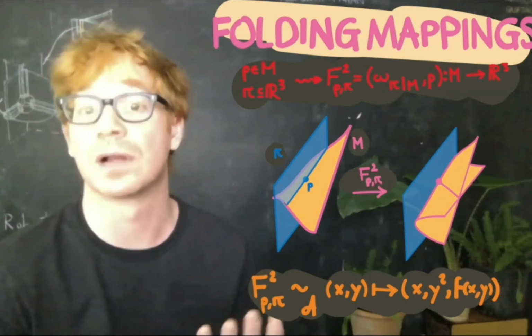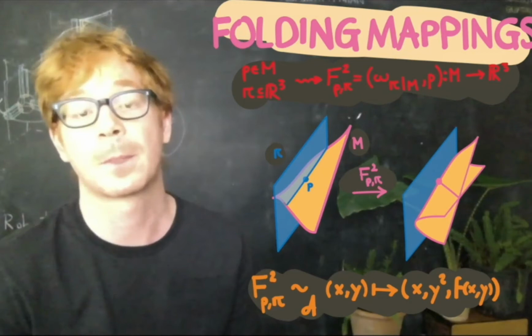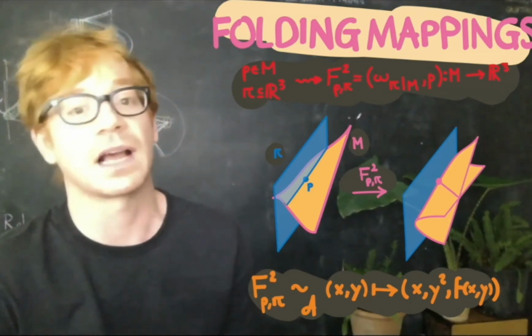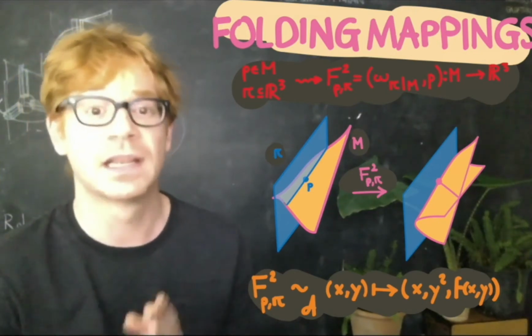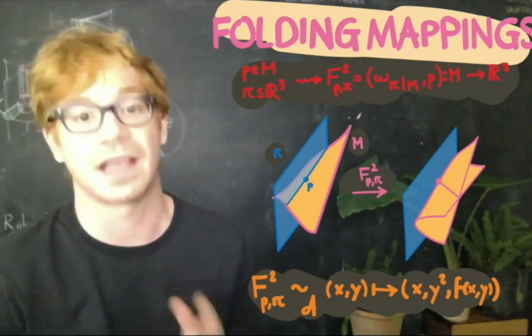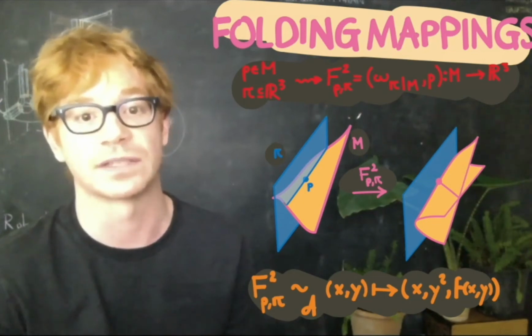That will give you a germ from the manifold to R3. In this case, we see a folding mapping that parameterizes a crosscut. And you see that the crosscut is exactly what you get if you take the surface M and you fold it along the plane pi chosen there.